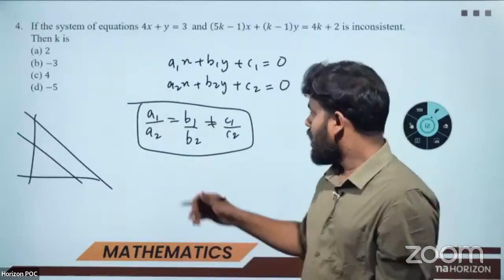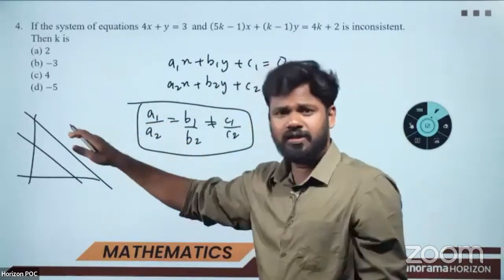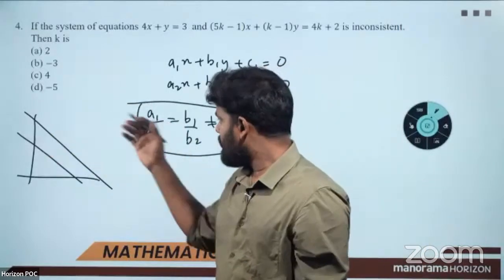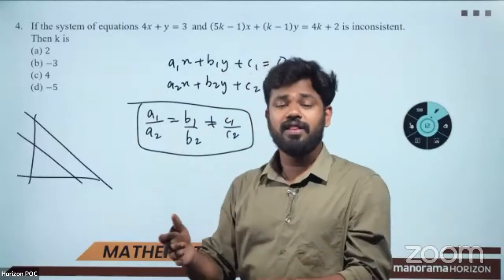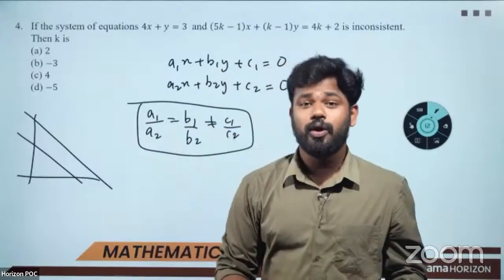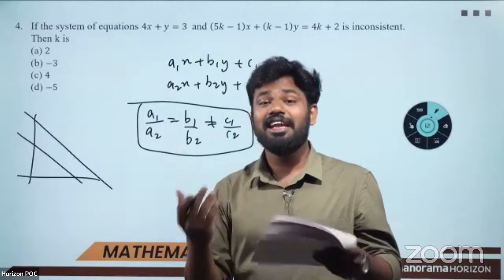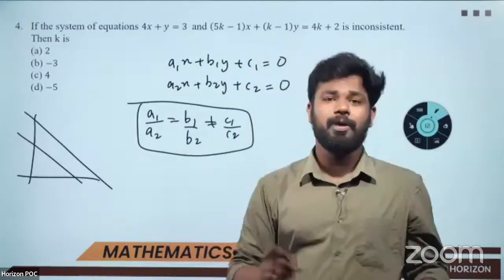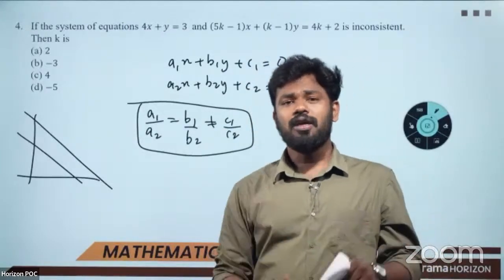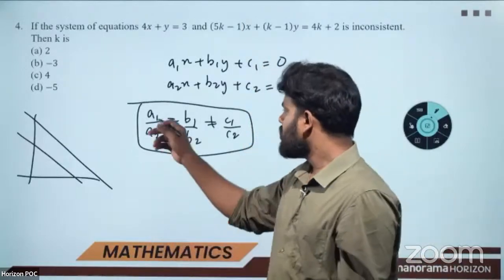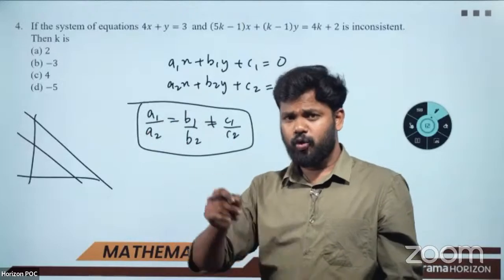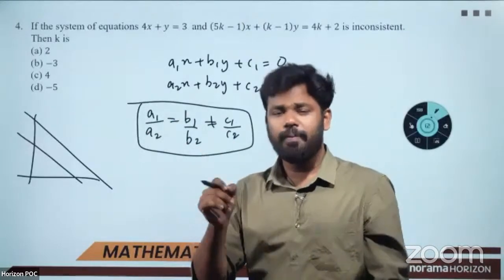The lines are parallel. So I have just drawn this figure for reference, just for knowledge. You might have questions from this side also. That is, they might give you a graph and they might ask you what type of equation that is. Those equations are inconsistent equations. They will not have a particular solution because they are parallel. They never meet each other, right? So a1 by a2 will be equal to b1 by b2, will not be equal to c1 by c2.